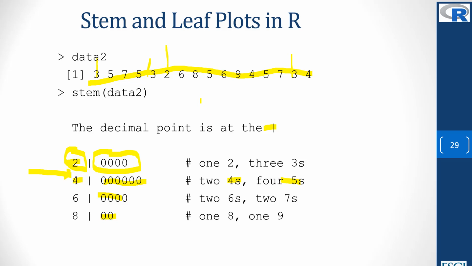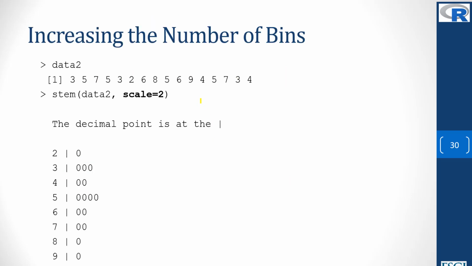Now these are actually called bins. And in fact, we can increase the number of these bins, and we'll hear about bins a lot in a lot of the visualization stuff we do in R, and the process of binning or categorizing data in buckets or bins as they call them. So with this data set, if I specify a scale of 2, I'm going to double the number of bins. Now I get my stem for each individual value, so it breaks it out.